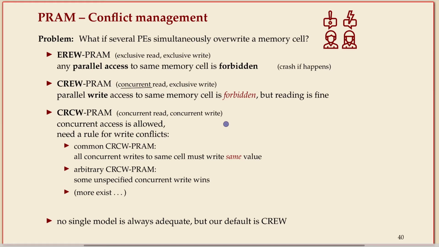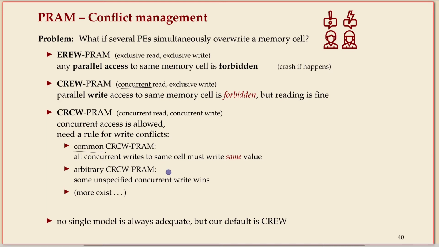A more general model allows concurrent writes, but then you have to say what should happen. And there are, again, different ways you can resolve these conflicts. An interesting one that might be a bit weird at first: you allow concurrent writes, but if they happen, they all have to write the same value. So there's no conflict, really. It's just that the processing elements don't know about this, but you as a programmer can make sure from the outside that if several write to the same location, they will always write the same value. We'll see an example in the tutorials for this weird model, why this can make sense.